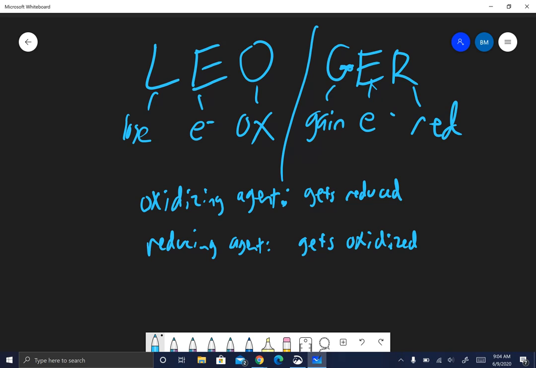So I'm going to refer to this when I go over a sample problem here and then one of the problems on the worksheet. I'm really not too worried about this, but I'm just going to introduce it. So if you remember it, great. If not, I'm not worried about it. So LEO GER is important. Lose electrons, oxidized; gain electrons, reduced. All right, so let me clear this.